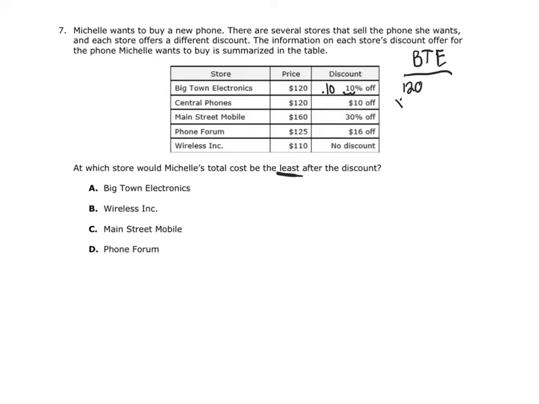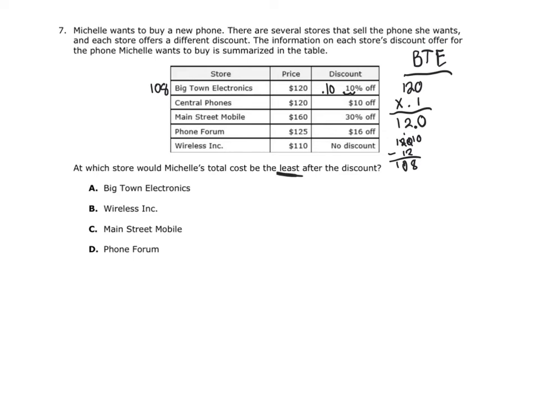So 120 times 0.1. Since that 0 at the end doesn't really mean anything, we can leave it off. So 0.1 times 120. You get 0, 2, 1. There's one decimal place, so that's $12. So we need to subtract $12. So now we do 120 minus 12. This becomes 10. That's a 1. So we get 108. So I wrote 108 next to it because that is the new price for the phone.